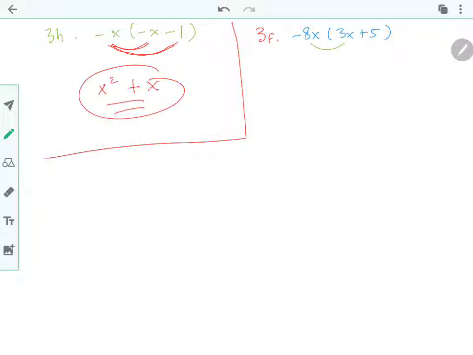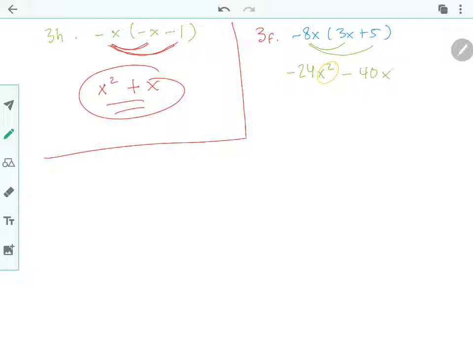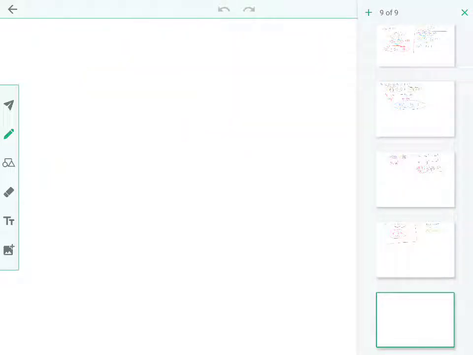So negative 8x times 3x equals negative 24x squared. And negative 8x times 5 equals negative 40x. Okay, so as you can see, for both of them, they don't have like terms, so you don't need to add both of them. Okay, let's do some practice at number 4.